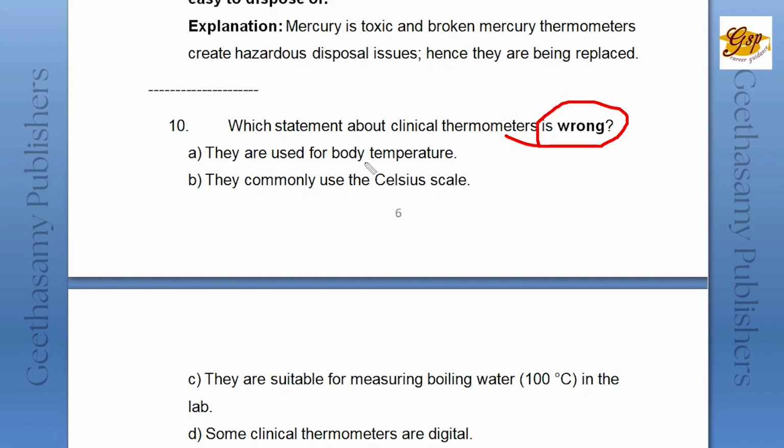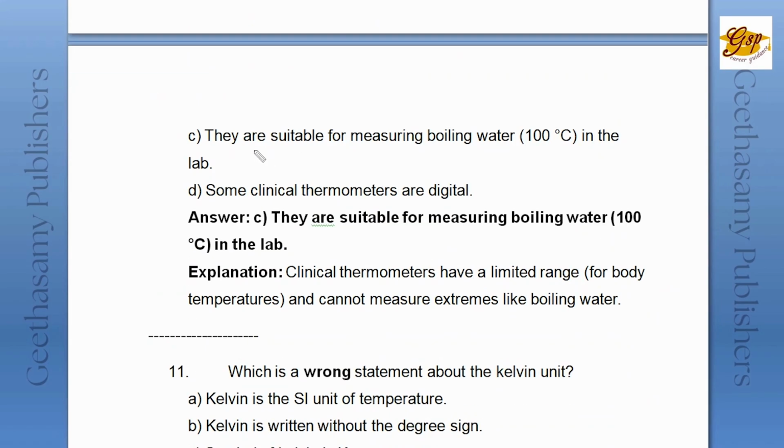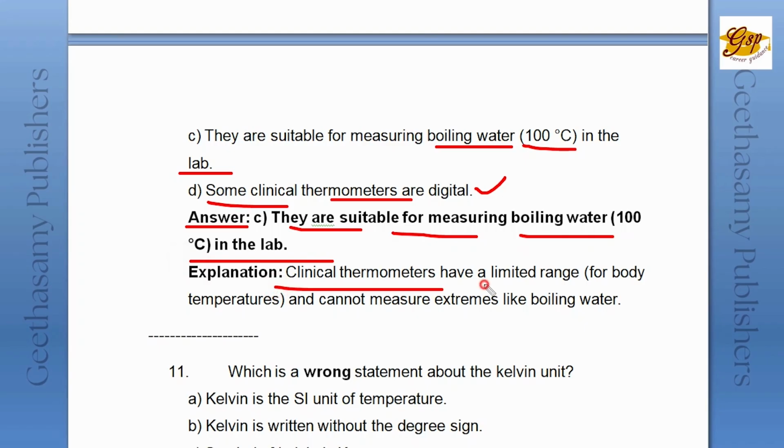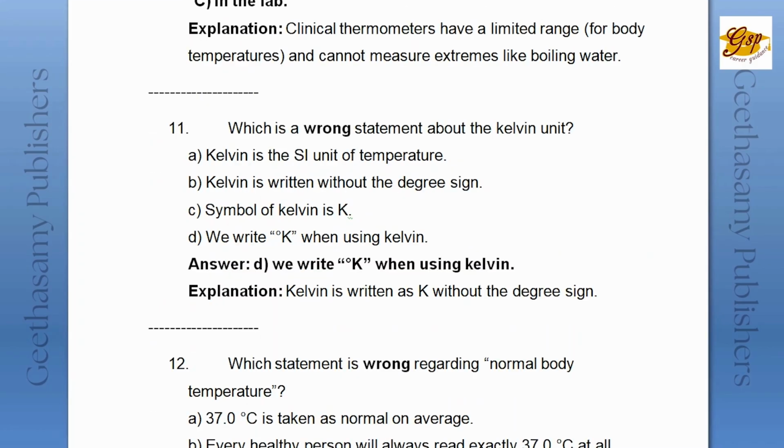Then 10th question, which statement about clinical thermometers is wrong? Again, wrong. They are used for body temperature. They commonly use the Celsius scale. They are suitable for measuring boiling 100 degrees centigrade in the lab, and some clinical thermometers are digital. Answer is C. They are suitable for measuring boiling water, that is 100 degrees centigrade in the lab. Clinical thermometers have a limited range, body temperature only, normally 30 to 40 degrees centigrade, so they cannot measure extreme boiling temperature. So that's true.